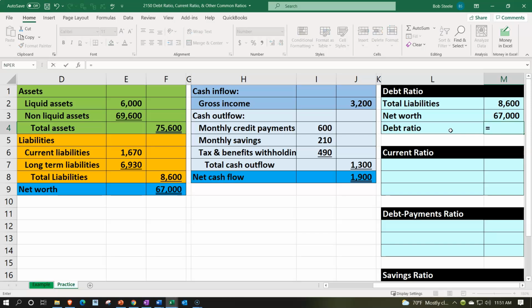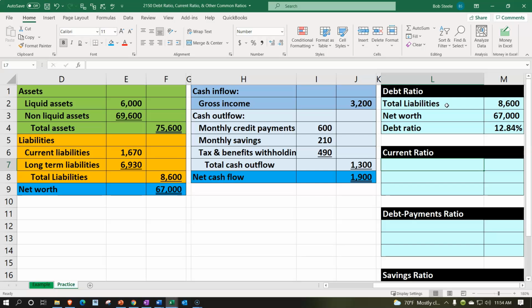Okay, so we're going to say this is going to be equal to the total liabilities divided by the net worth. And then we'll add a percent here. We'll go to the home tab, go to the numbers and add a percent, add a couple decimals. We're at the 12.84. So if we look at this, we're saying our total liabilities, our debt, in other words what we owe to third parties, is 12.84% as compared to our net worth, the assets minus liabilities. So we might then do another common ratio, which is the current ratio, where now we're looking at how liquid.